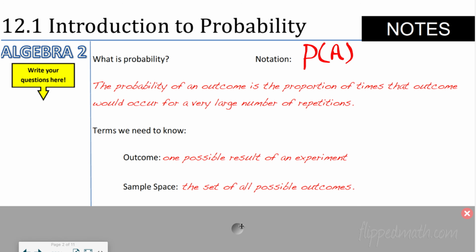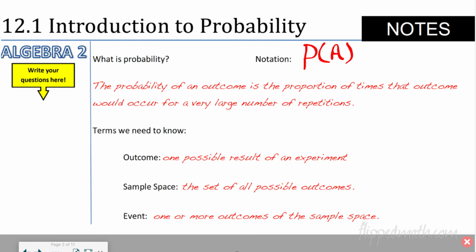Another thing we need to know is the sample space. Now, the sample space is every possible outcome that can come out of the experiment. So the set of all possible outcomes. When you flip a coin, the sample space is heads and tails. Those are the two possible things that could happen. When you roll a die, or sometimes they call it a number cube, the standard die is 1 through 6. Okay, so the sample space would be 1, 2, 3, 4, 5, 6. That's what sample space is. It's the set of all possible outcomes.